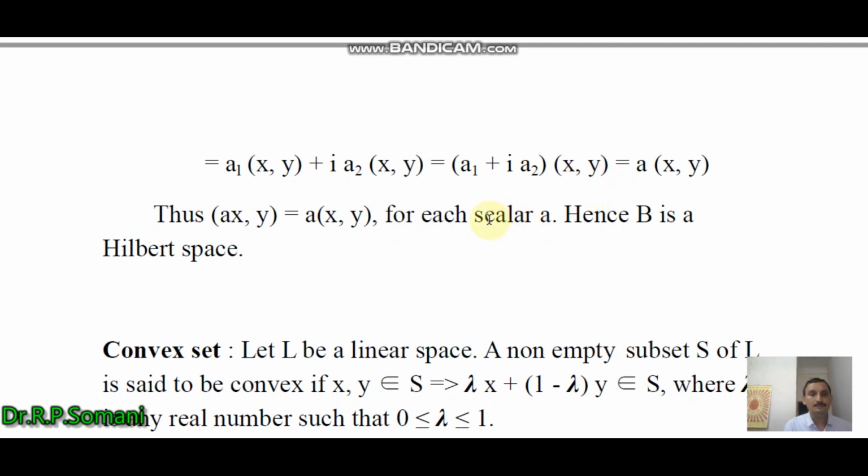So we have proved all properties of a Hilbert space. Therefore, H is a Hilbert space in which the inner product is defined by the polarization identity.